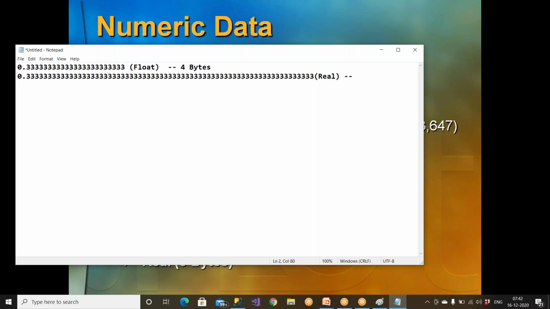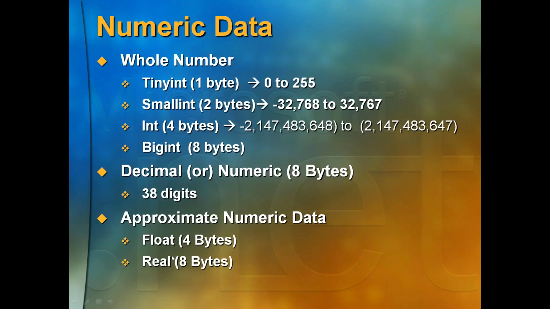So people would ask you what is the difference between real and float? Both of them are going to store recurring numbers. Clear? But one takes more space, the other less space. One is more accurate, the other less accurate. That's it. If you want to store recurring numbers, they are called approximate numerics. Clear? So you have a float and a real. That is where we use these.